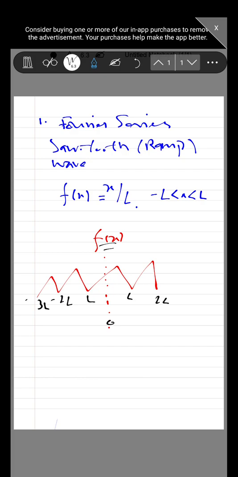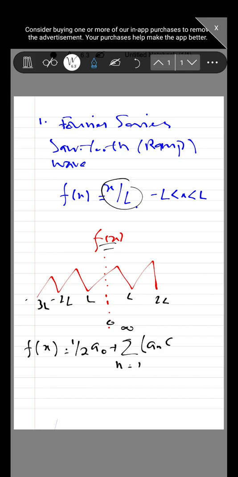So the Fourier series can be written as, for this function, f(x) equal to 1 by 2 a0 plus summation n equal to 1 to infinity of an cos n pi x by L plus bn sin n pi x by L.